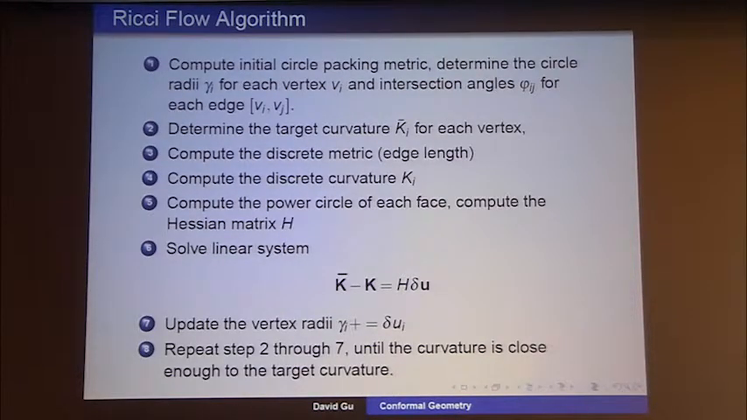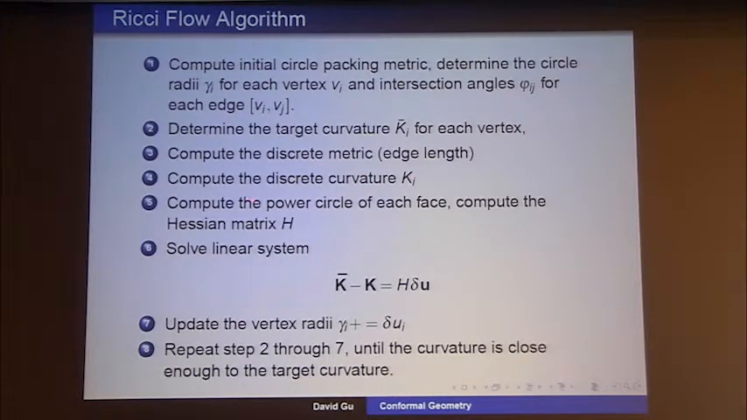Then the computational method is as follows. Suppose we are given a triangle mesh. Then we compute the initial circle packing metric. Mainly, we determine the circle radii for each vertex. Then we determine the intersection angle for each edge. Then we define the target curvature Ki bar for each vertex, which depends on our application. Then from the circle radii, we can compute the edge length. From edge length, using the cosine law, we compute the current Gaussian curvature.